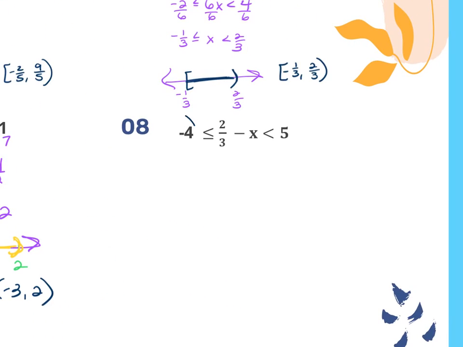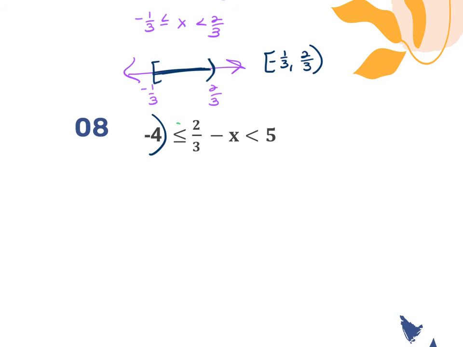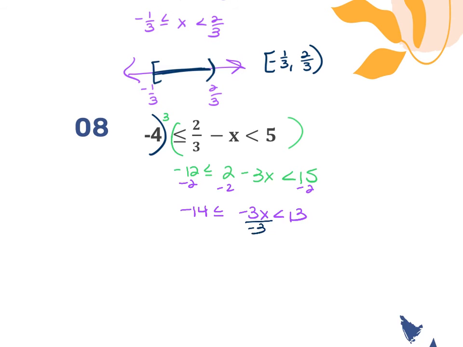Eight. Get rid of the fraction again. Multiply everything by 3. -12 less than or equal to 2 minus 3x is less than 15. Subtract the 2. Divide by -3. We're dividing by a negative, so our sign flips. Doesn't change from or equal to.